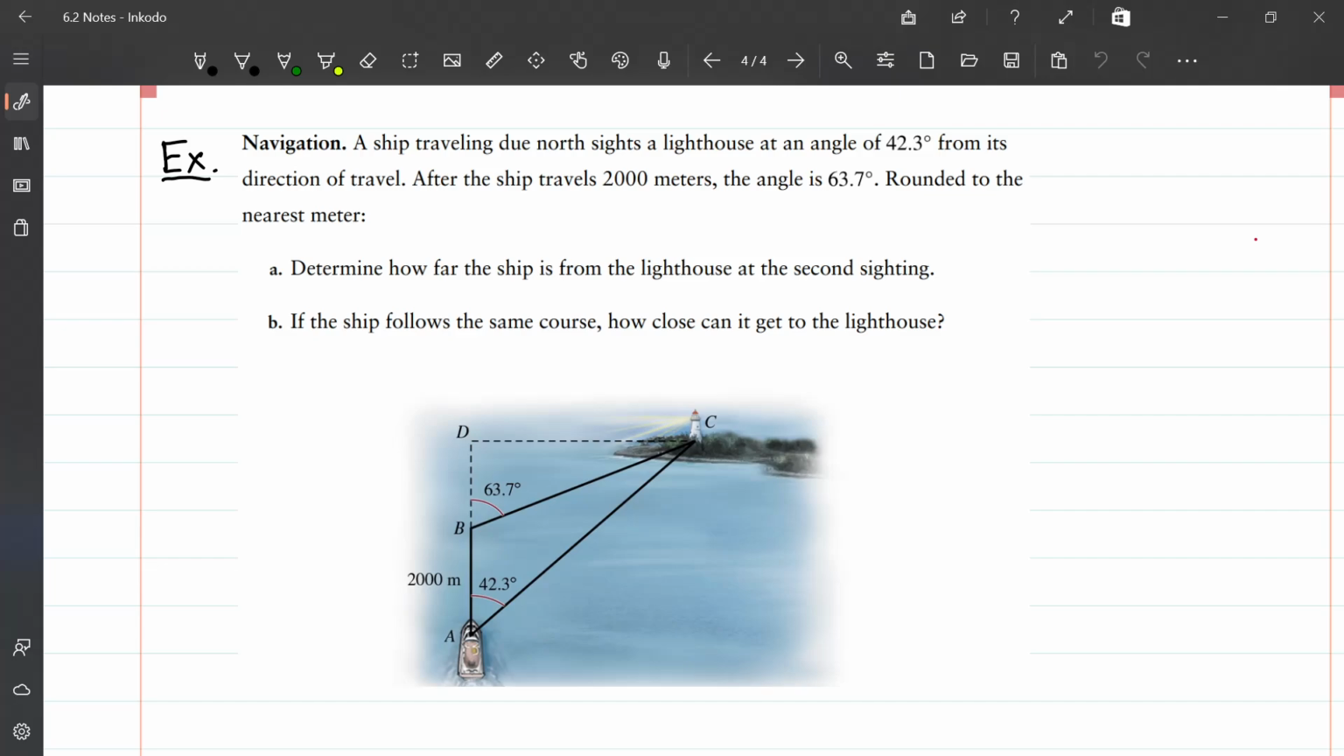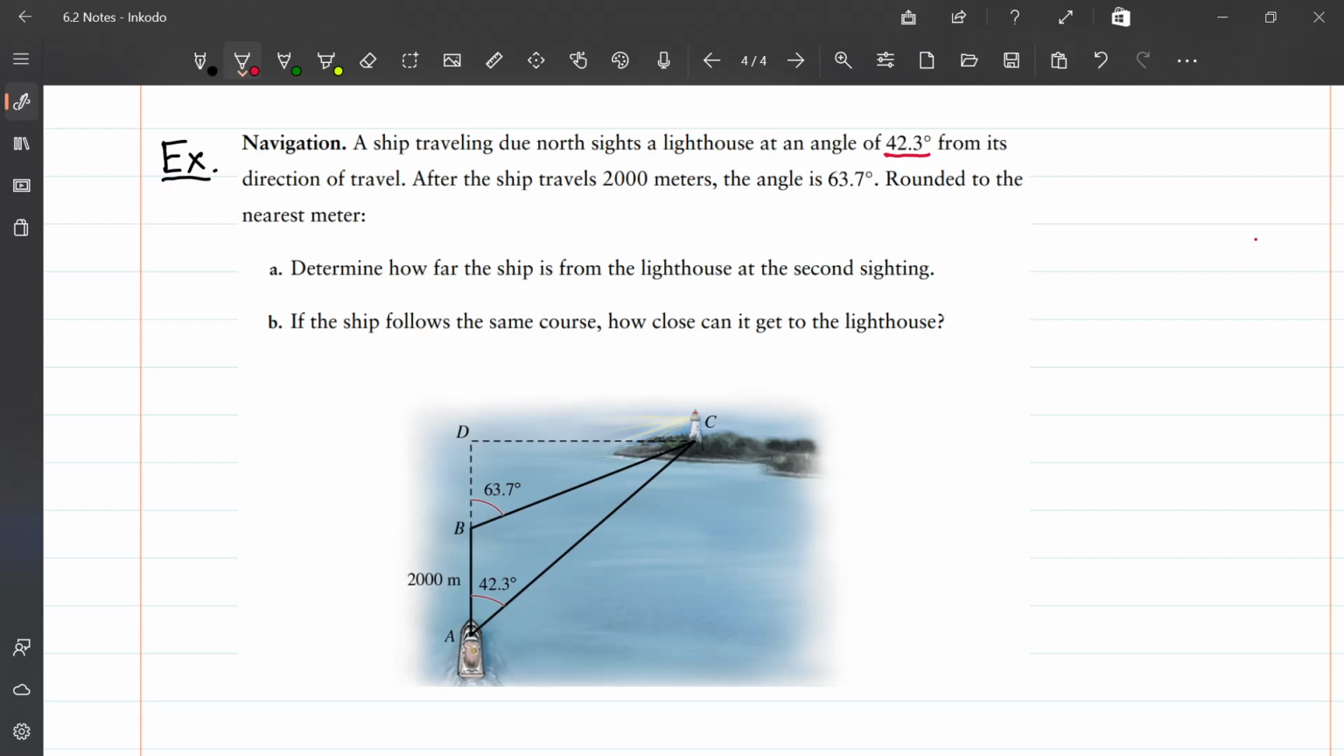Now, there is a harder version of this problem in the homework for my students at the University of South Florida, so let's pay attention carefully here. First things first, though, I want to make sure that you understand what's going on. Notice, let's go ahead and use different colors here. So notice originally, it says when we take the measurement the first time, it makes an angle of 42.3 degrees from the direction of travel.